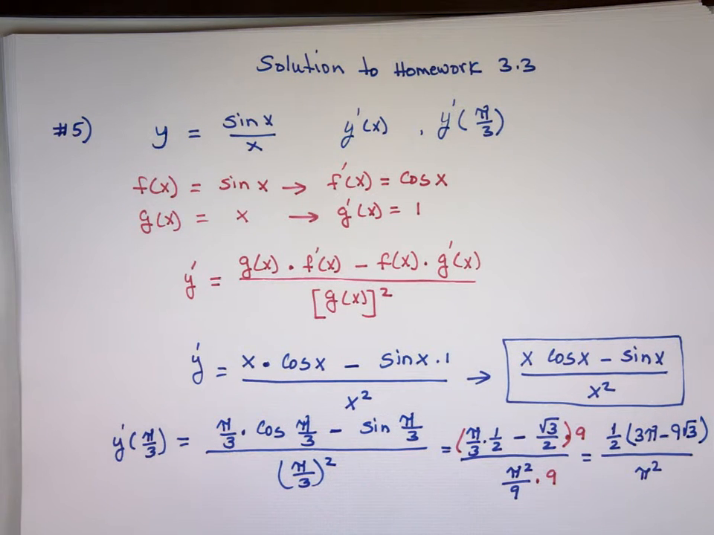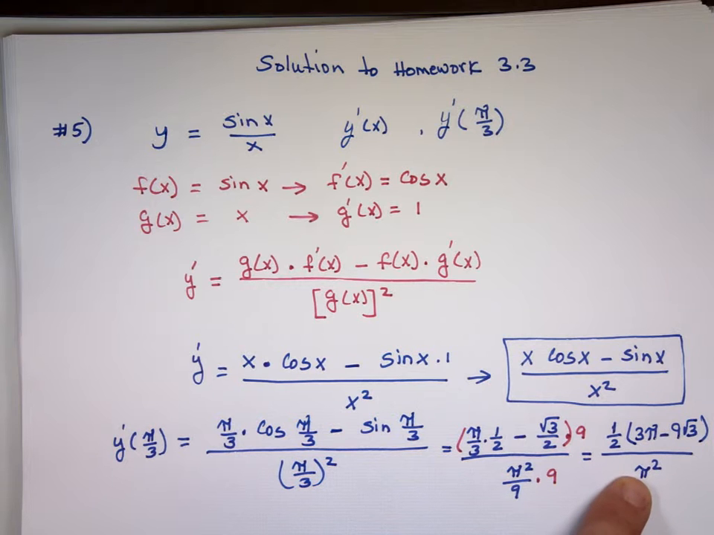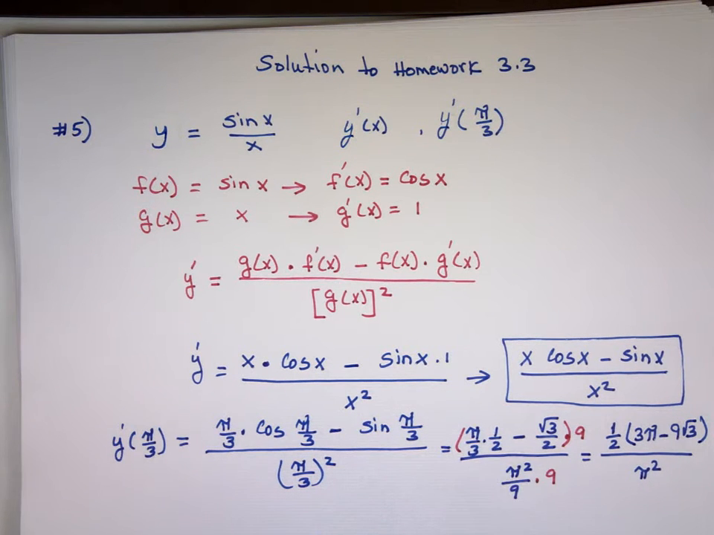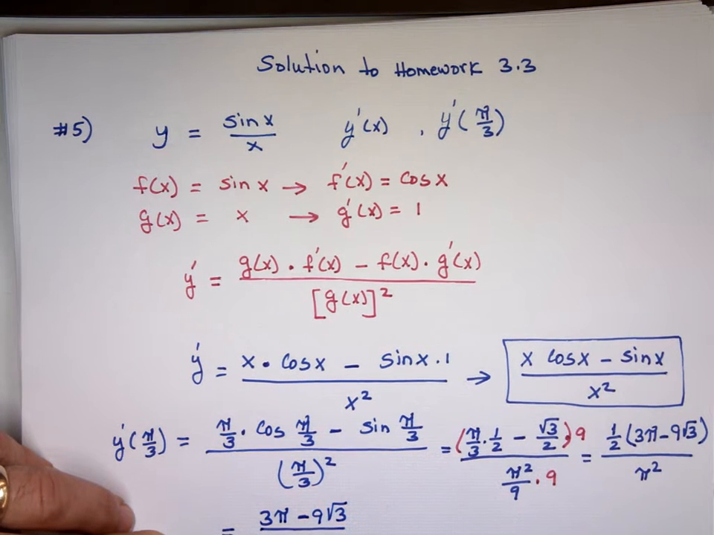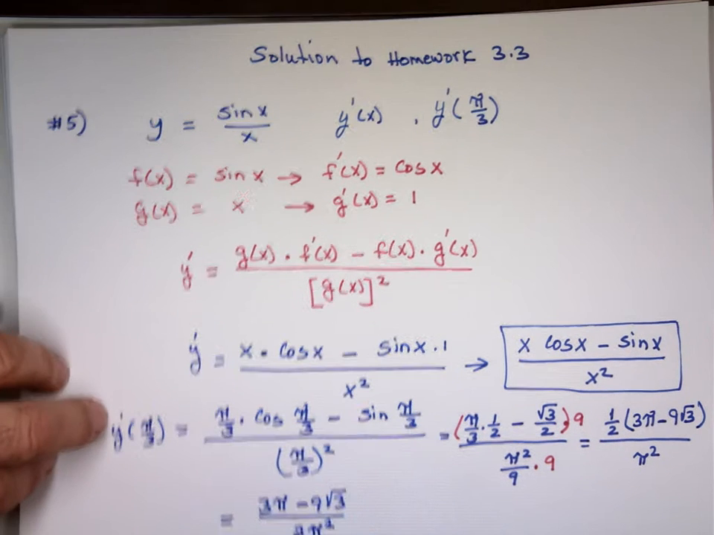So I could leave it like that. Or if I don't like the 1/2, just put a 2 in the bottom, because I see a 2 and a 2, I just factor that out. So I can leave it like this. And again, if you don't like the 1/2 in the front, I have no idea how they want the answer. It could be 3 pi minus 9 square root of 3 over 2 pi squared. Like that, and that'll be fine too.